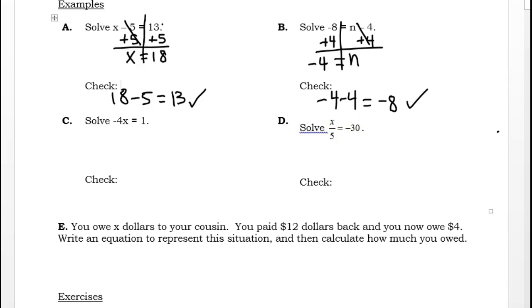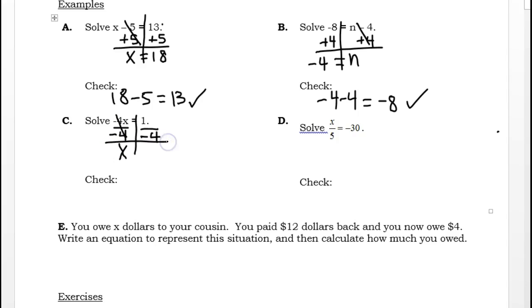So we talked about in chapter 1, when there's no visible operation between our variable and our coefficient, that is a multiplication. This is negative 4 times x equals 1. So we're going to undo a times with a divide. We're going to divide both sides of this equation by negative 4. When we have the same thing on the top and the bottom of a fraction, they divide to 1, that invisible 1 that's no longer there.